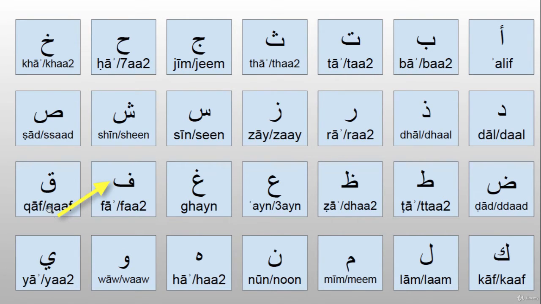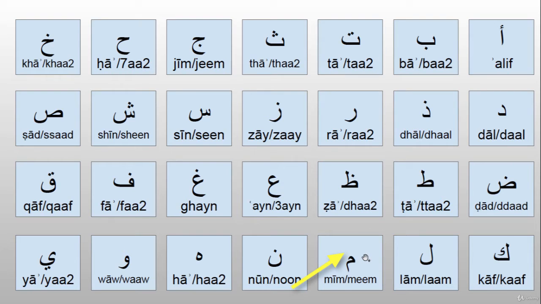And then we have the letter qaf, qaf, which is one of those emphatic sounds that corresponds to the K sound but with more emphasis. So we call it qaf, qaf. And then we have the letter kaf, kaf, which corresponds to the K sound in English. And then we have lam, which corresponds roughly to the L sound in English, lam, lam.